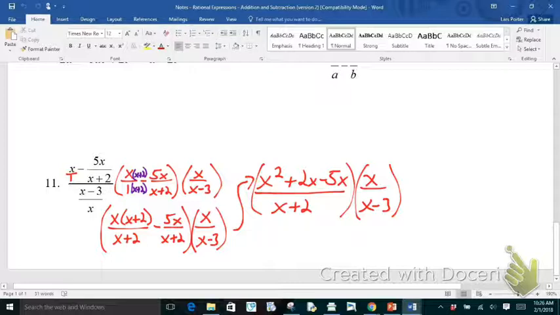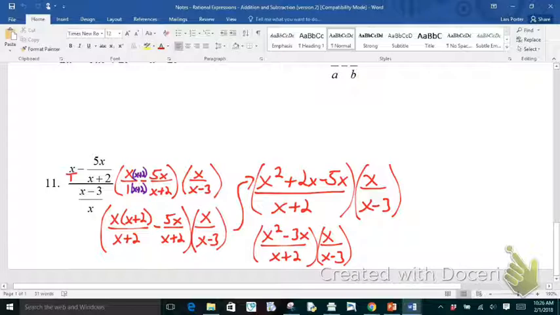Alright, I'm questioning right now. Am I headed in the right path? Am I doing what I need to do? And the truth is, I don't really know right now. We're going to keep doing what we can, and we'll figure out where it leads us. I do notice that I have a 2x minus 5x, so that can simplify into x squared minus 3x over x plus 2, again times x over x minus 3. But now we're getting to a spot where I really do think that we are making progress.